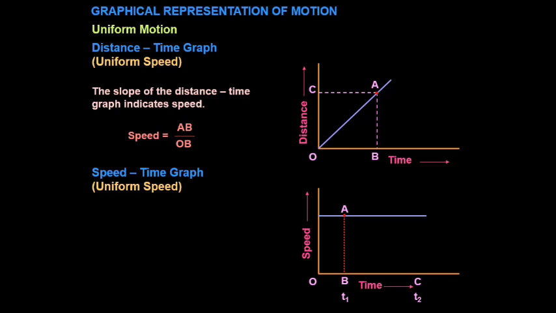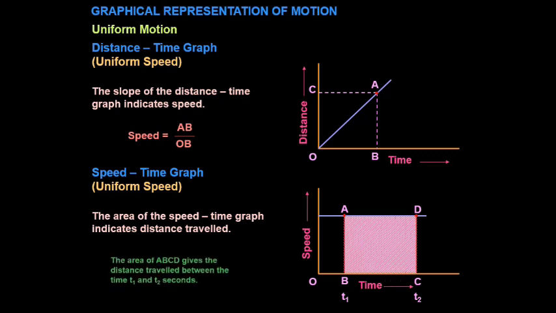Now let's see the speed time graph, where one line is AB and another is CD. The area of the speed time graph indicates distance traveled. It's an important concept that from the speed time graph we can also find out the distance. How? By taking the area between two intervals, the area will give you the distance. So here the area of ABCD is the distance traveled between T1 and T2.